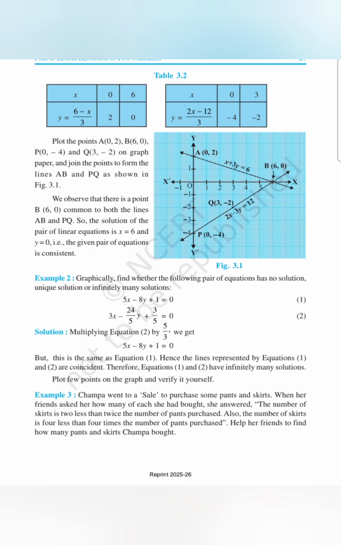So see here, she has given the information indirectly, without saying the number of pants and the number of skirts. So how to find them? Now let's take the number of pants as x. So the number of pants is equal to x and the number of skirts is equal to y.